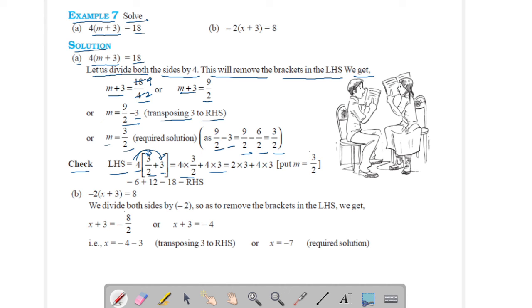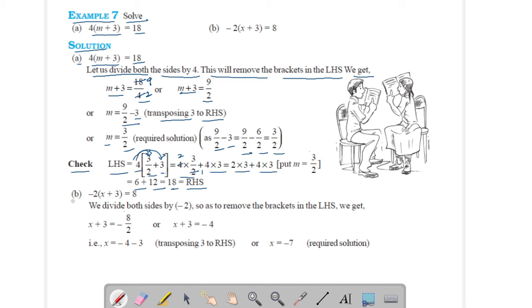And if you solve this 4 into 3 upon 2, here 4 can be cancelled by 2, that is 2 ones are 2 and 2 twos are 4. This can be written as 2 into 3 plus 4 into 3. 2 threes are 6 and 4 threes are 12. It can be written as 6 plus 12, that is 18, which is equivalent to the right hand side.